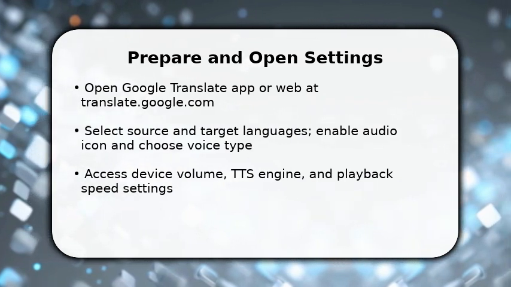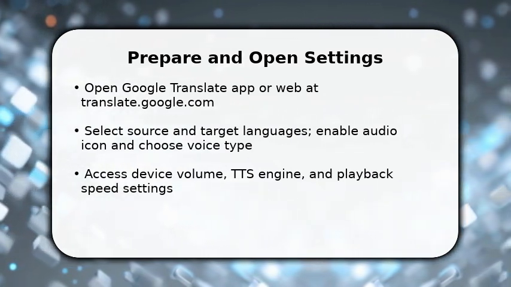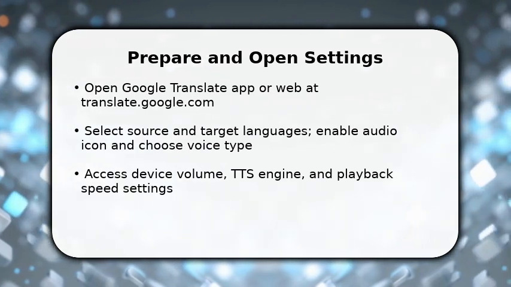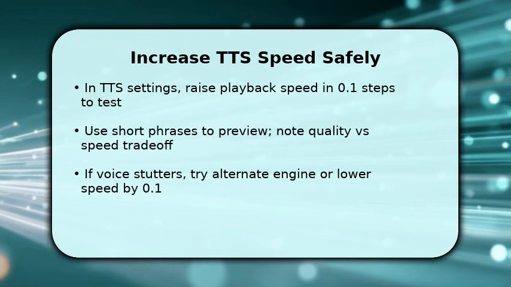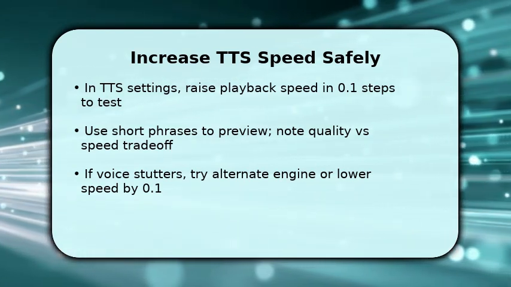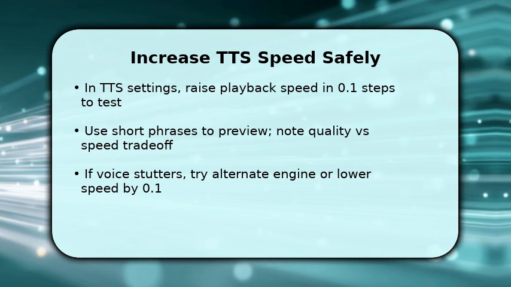Adjust system volume and app volumes separately so you don't boost one while the other is low. This avoids distorted faster playback later. Now increase the TTS playback speed gradually. Change by 0.1 increments so you can hear effects without breaking articulation.